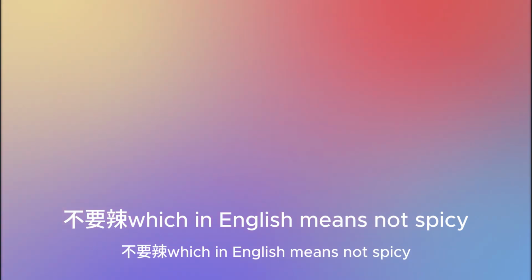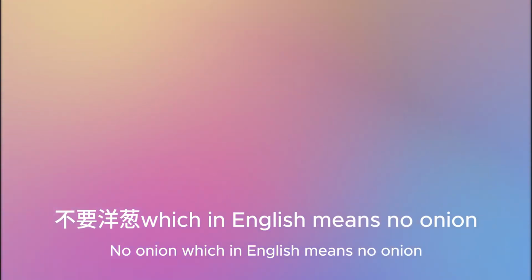Part 7. Special requests. If you want to adjust, 不要辣, which in English means not spicy. 不要洋葱, which in English means no onion.